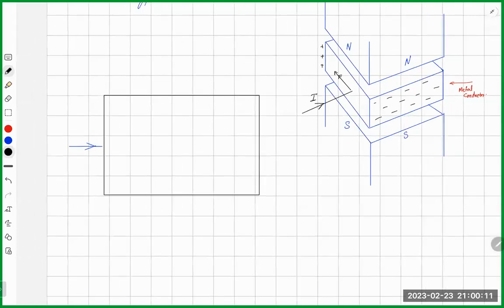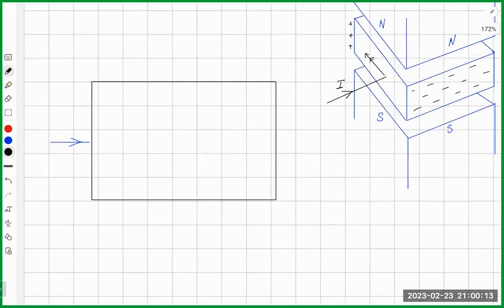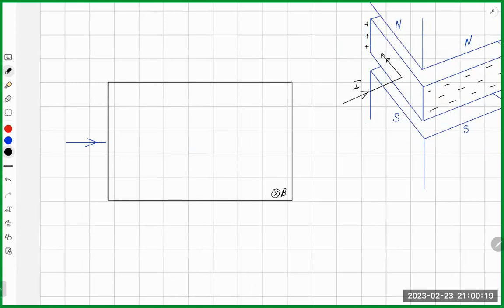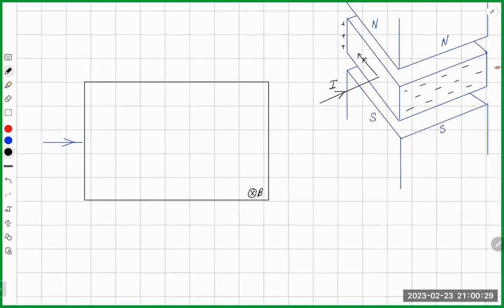The magnetic field is downward. So B is into the page right now. Current is coming this way. So what should happen is positives towards this side, so this side should start developing a positive potential.